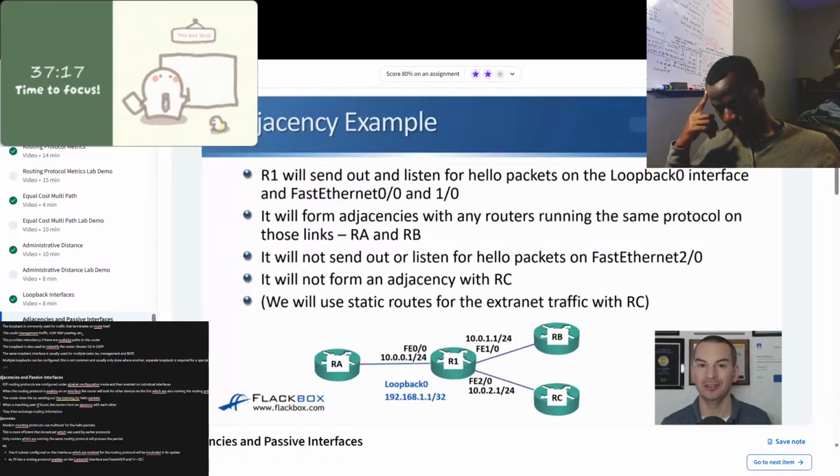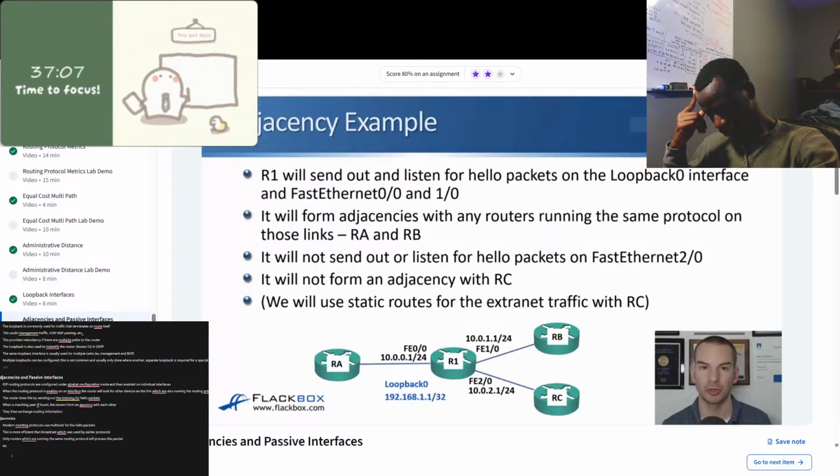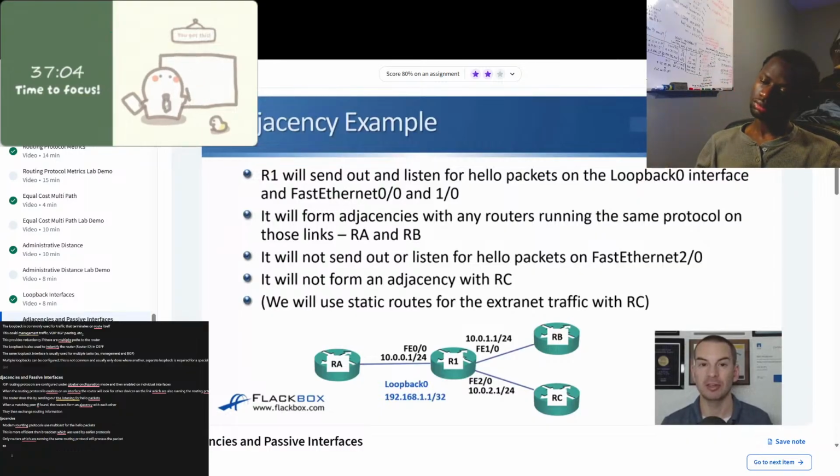R1 will send out and listen for hello packets on the loopback 0 interface and FastEthernet 0/0 and 1/0, because those are the interfaces that we enabled the routing protocol on. And it will form adjacencies with any routers that are running that same routing protocol that it finds on those links. So in this case, we've also enabled the routing protocol on RA and on RB on the interfaces that are facing R1, so the routers will discover each other through the hello packets, and they will then form an adjacency and share routing updates.